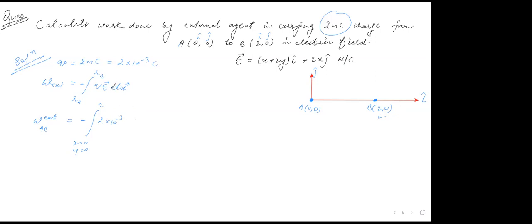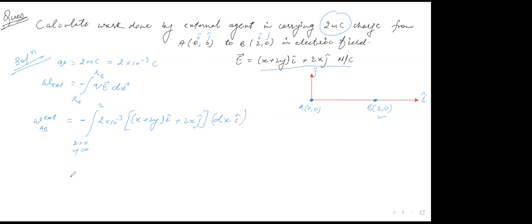Electric field. This is your electric field: x plus 2y i cap plus 2x j cap, dot dx. Dx is also along i cap because it is your x axis, so we can write here dx i cap. Are you clear?